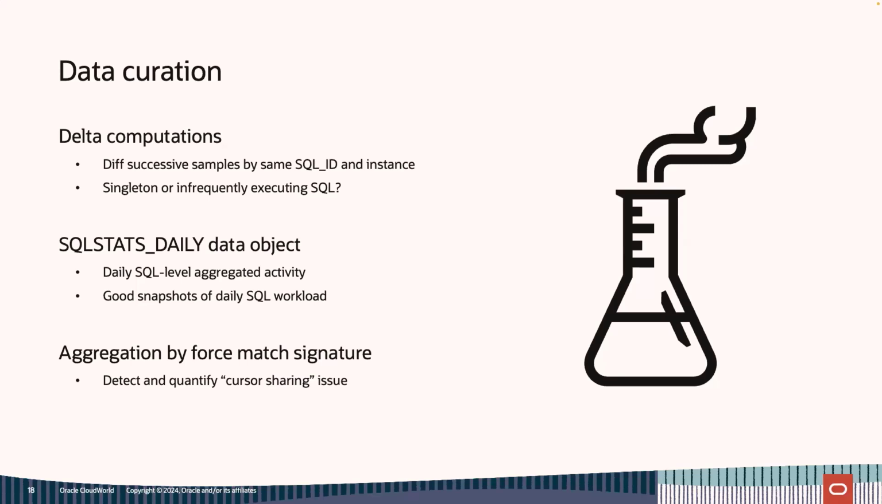But what we do is, we aggregate these deltas on a daily basis. And what we're trying to do there is really give you a very good snapshot of your daily SQL workload. And so we call that the SQL Stats daily data object. And that would be the main thing you would reference when using the SQL Explorer for your own investigations. So the next thing we do is we aggregate by force match signature. If you're not familiar with force match signature, we'll talk a little bit more about it when we talk about the cursor sharing thing.